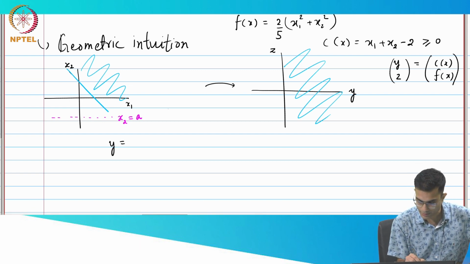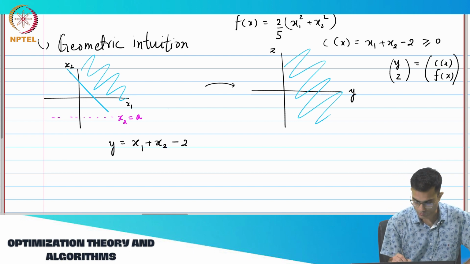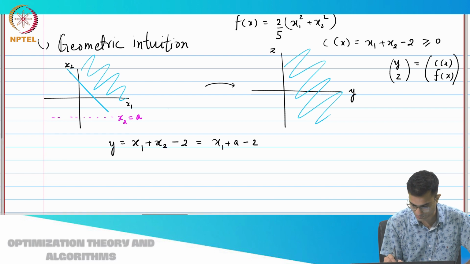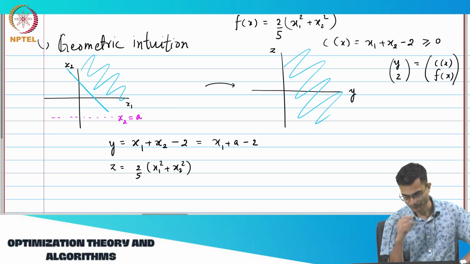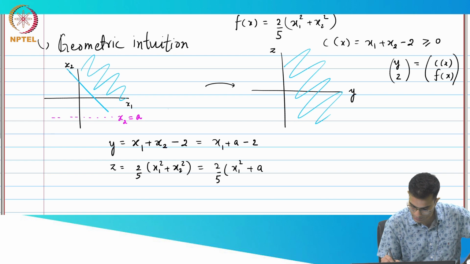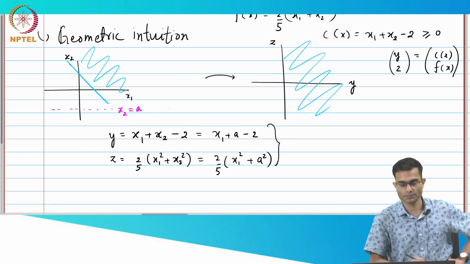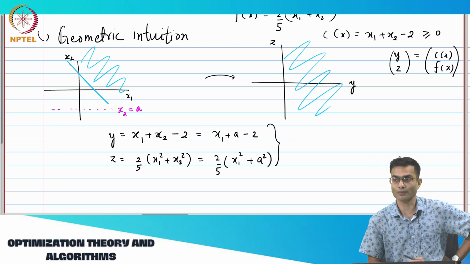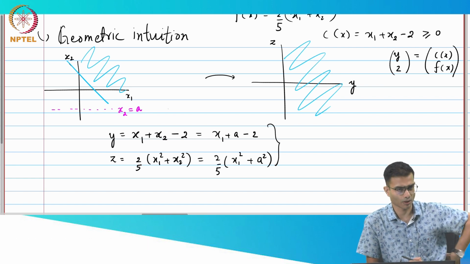So y is equal to x1 plus x2 minus 2, right? What is the value of x2? It is a. So this will become x1 plus a minus 2. What is my z? x1 squared plus x2 squared, right? Which is equal to x1 squared plus a squared. From these two equations, is it possible for me to somehow eliminate x1? I want a relation between y and z, so that I can make a graph in the yz plane. How would I do that?